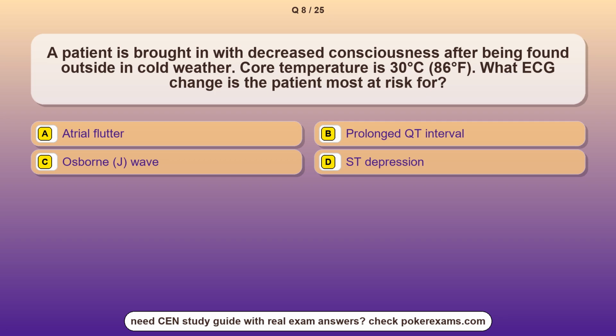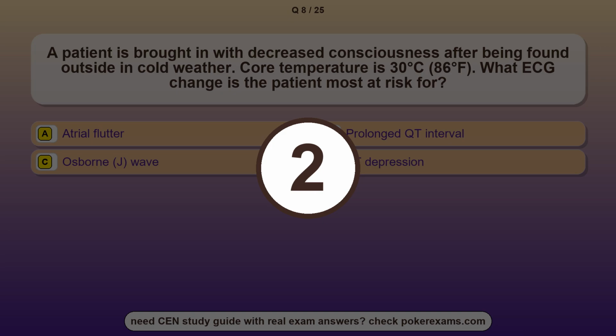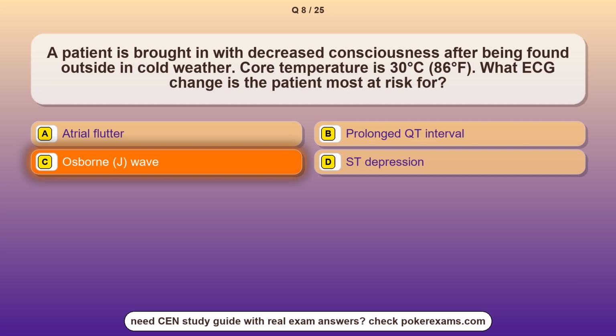Question 8. A patient is brought in with decreased consciousness after being found outside in cold weather. Core temperature is 30 degrees Celsius, 86 degrees Fahrenheit. What ECG change is the patient most at risk for? Option A. Atrial flutter. Option B. Prolonged QT interval. Option C. Osborn J wave. Option D. ST depression. The correct answer is option C.